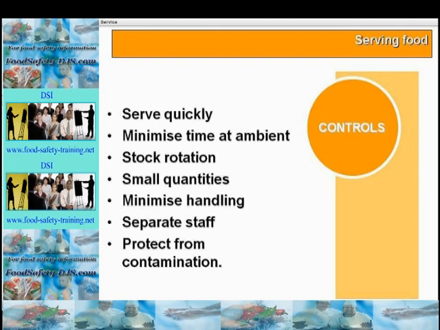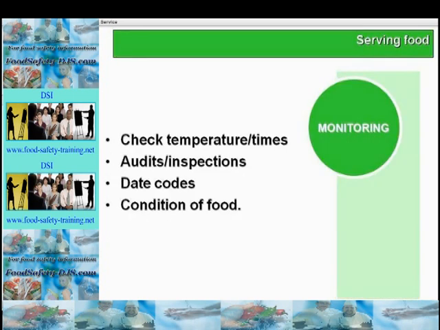Minimize handling. Separate staff for raw, high-risk and ready-to-eat foods. Protect from contamination, perhaps by the use of sneeze guards. Avoid customers handling food where they can pass on low-dose pathogens, and where serving equipment is too long to drop into food containers. Monitoring includes checking times and temperatures, regular audits and inspections, date codes and condition of food. Remove and destroy any product suspected of being contaminated or with damaged packaging.